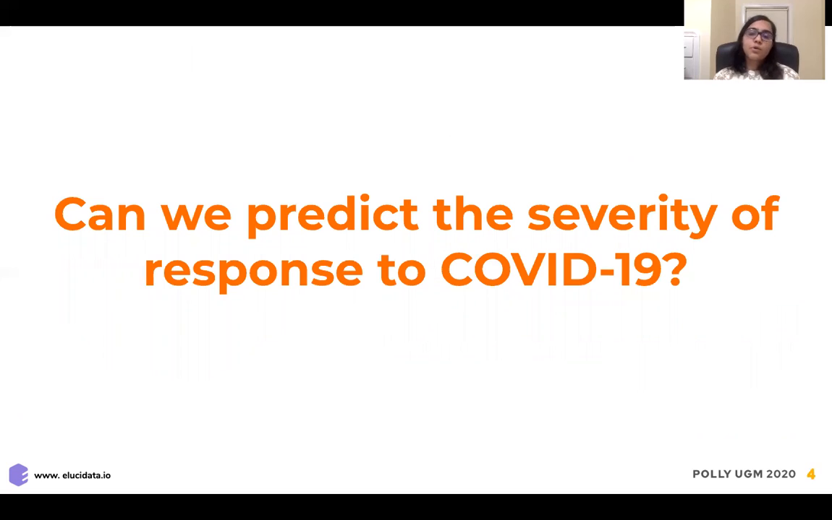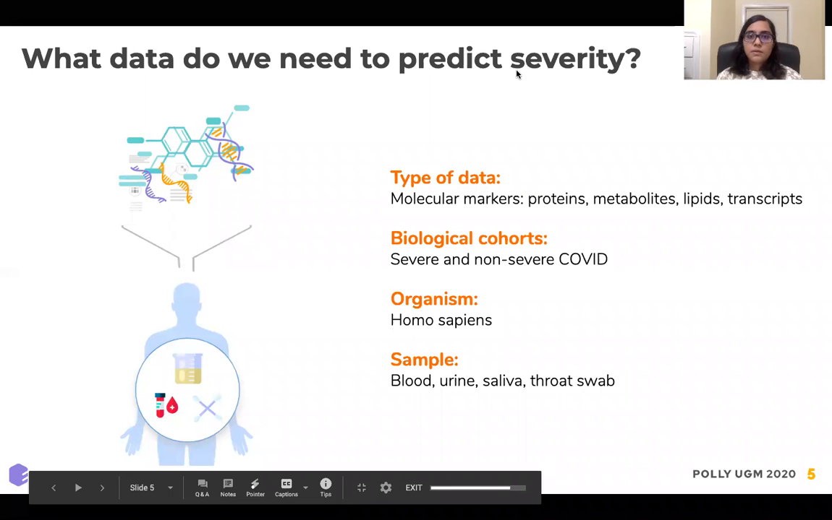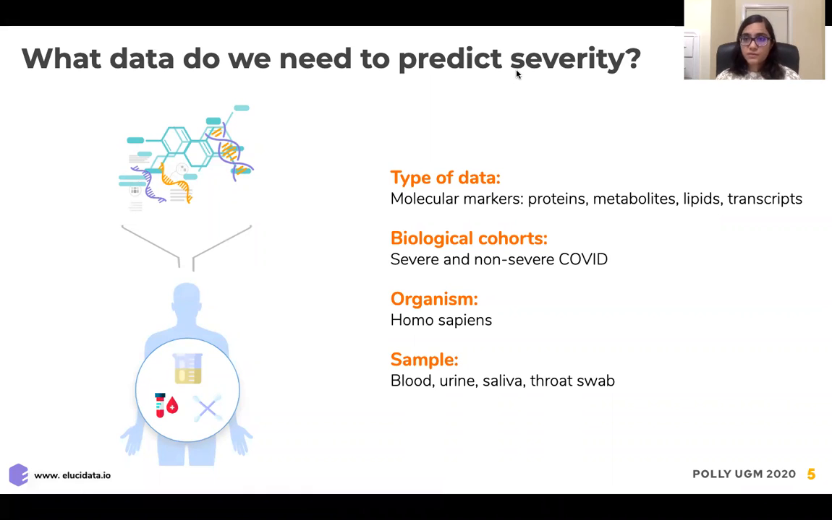Therefore, a very, very important question for the research community is, can we predict the severity of response to COVID-19 before the cases clinically become severe? In other words, can we take existing COVID-19 data of patients who are severe or non-severe, and can we build predictive models based on certain characteristics? And can those characteristics then be measured in the clinic to predict whether a patient is likely to become severe or not?